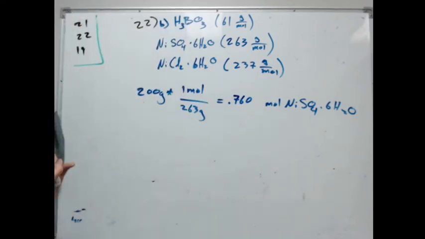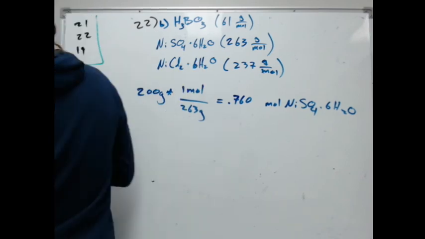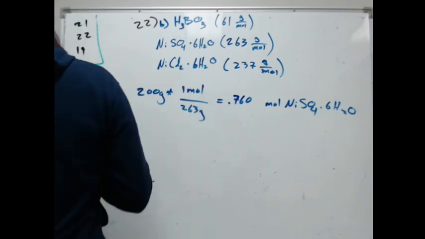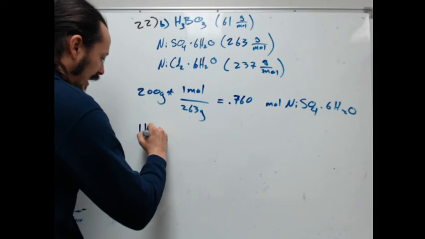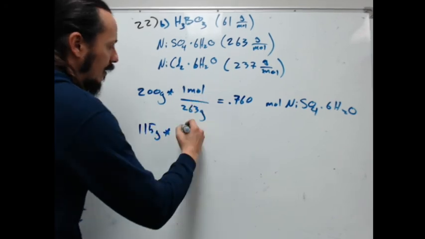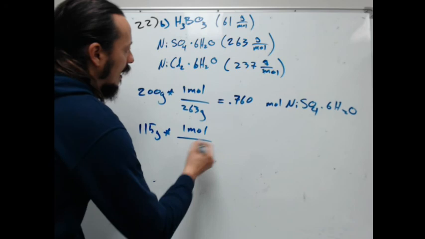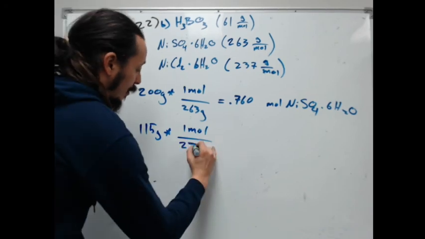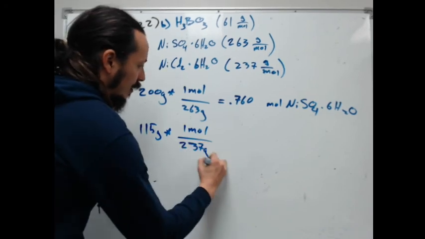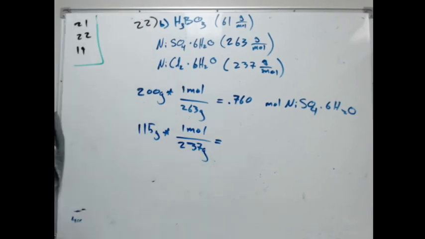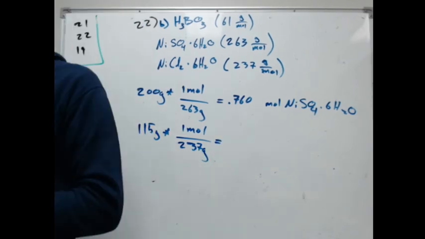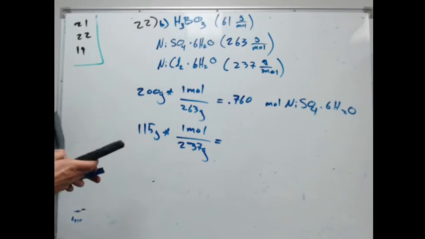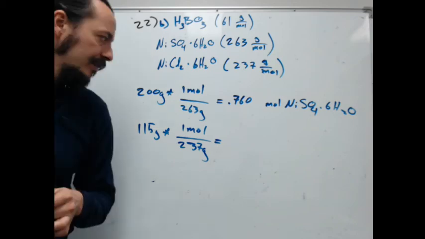Now, why am I focusing on those and not the boric acid? There's no nickel in boric acid. So I'm going to go ahead and also take the 115 grams of nickel chloride we have, multiply by 1 mole has 237 grams. And that is going to be like 0.5-ish. Let's see, 115 divided by 237, 0.485.